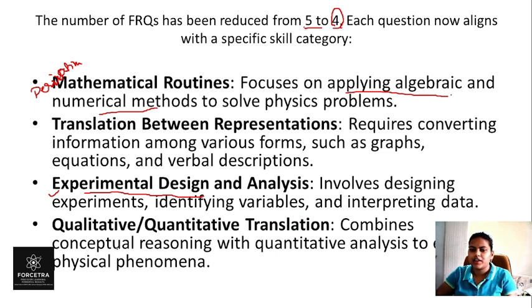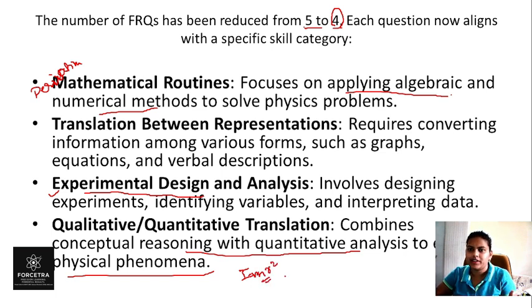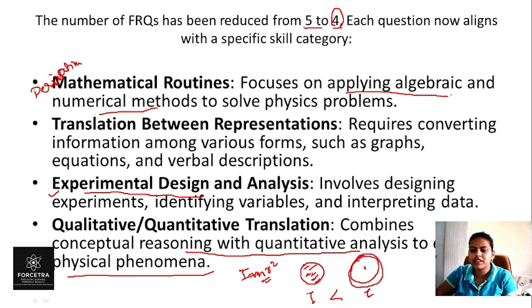And quantitative translation combines conceptual reasoning with quantitative analysis to analyze the physical formula. Sometimes it can be asked why the moment of inertia I of a disc and of a ring is different from each other. You know the formula, that is fine. You know that I is equal to mr squared. But how do you interpret it? For a disk, the mass is evenly distributed, whereas for the hoop, the mass is around the edge. So that's why it has greater I. You know the formula, but you should know what you understand from this formula, that is what they want to know.